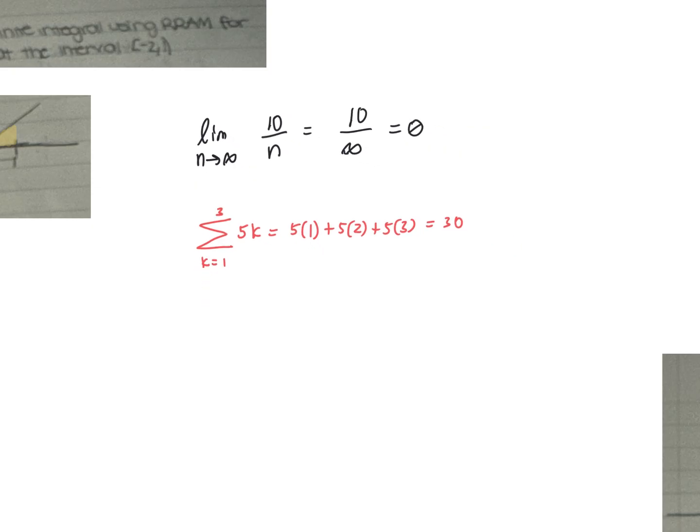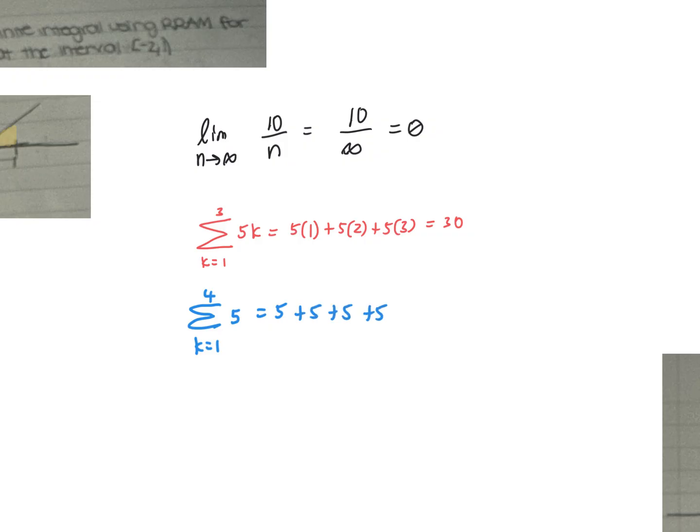Another thing to take into account is the following concept, where imagine you had k equals 1, and then maybe we go up to 4. And instead of a 5k, you just had a constant here. Okay, you just had a constant. Well, what that means is you're just going to be adding 5 to itself 4 times. Okay, that's all that means.